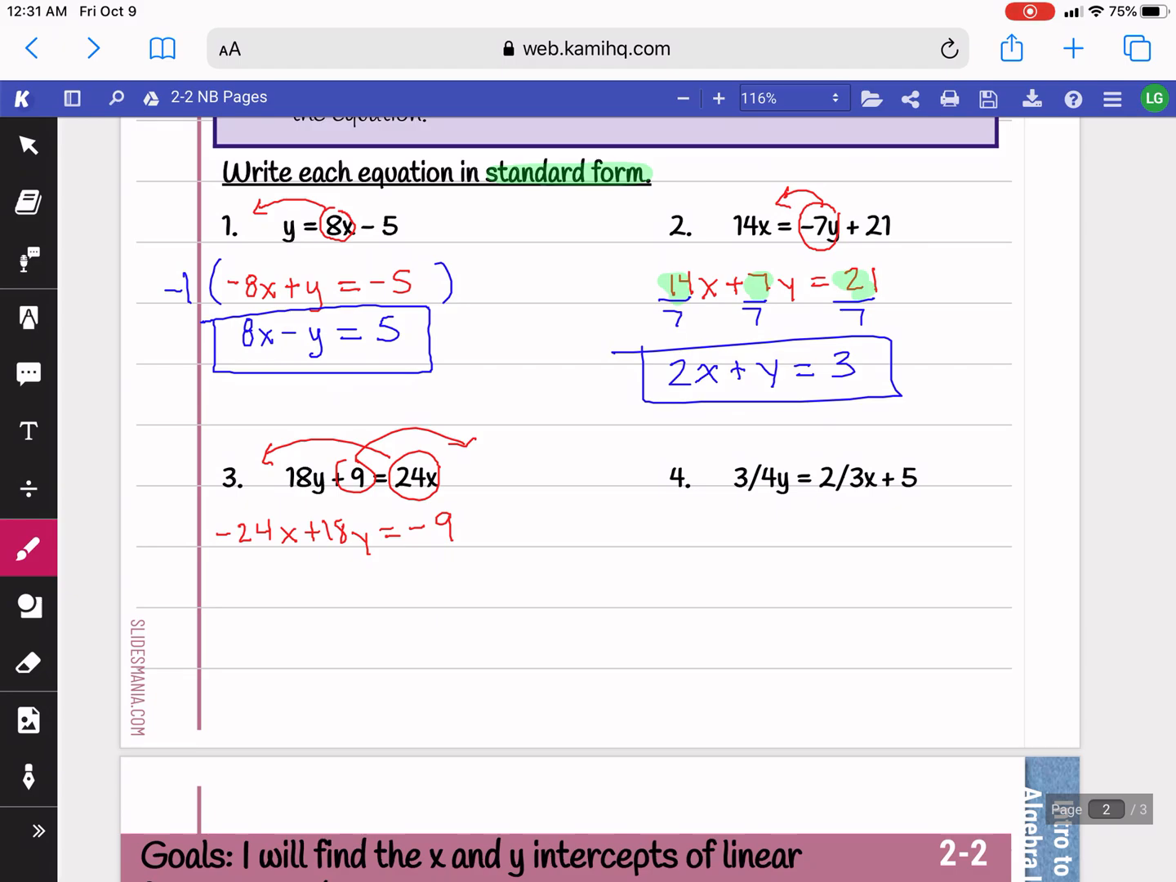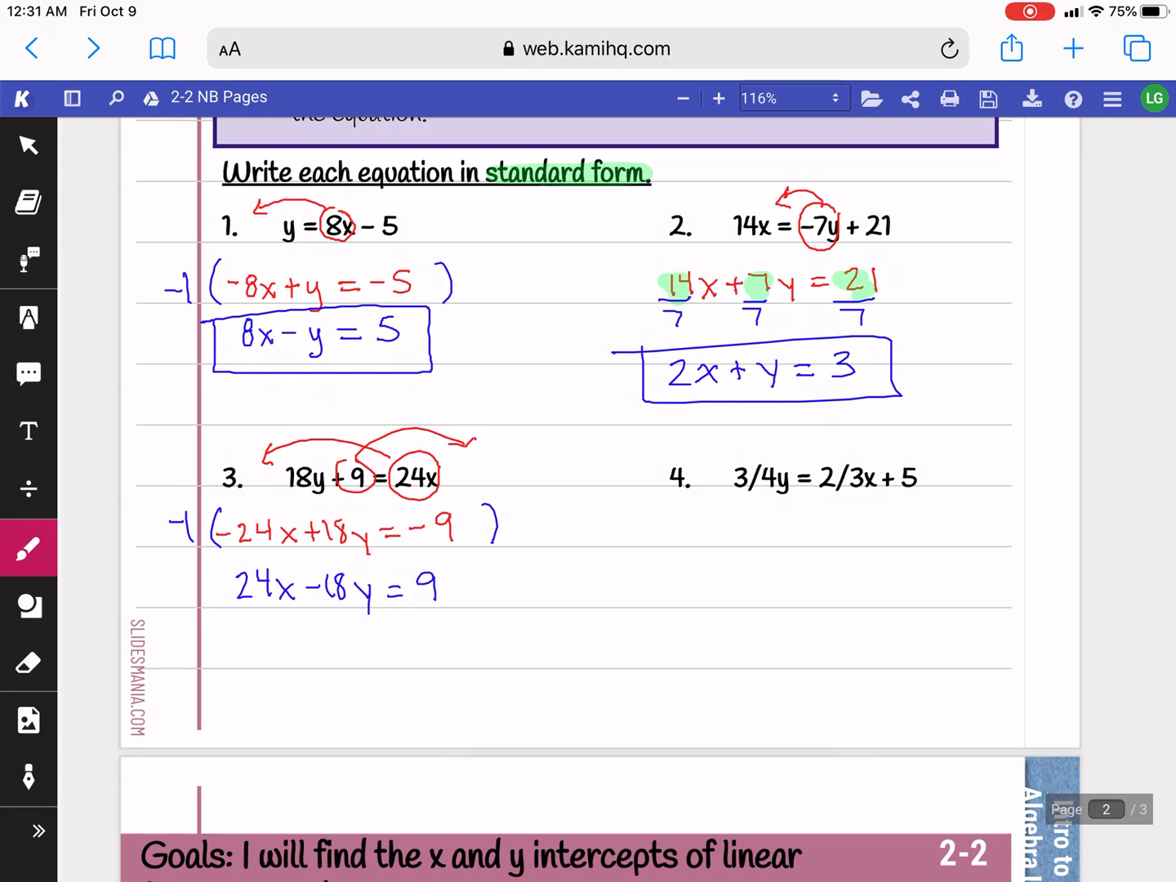Now I check my x. It has a negative coefficient. I don't want a negative number in front of x. So what I'm going to have to do is multiply everything by -1. Remember, all that does is it changes the signs. So I'm going to get a positive 24x, a negative 18y, equals positive 9. I don't have any fractions.